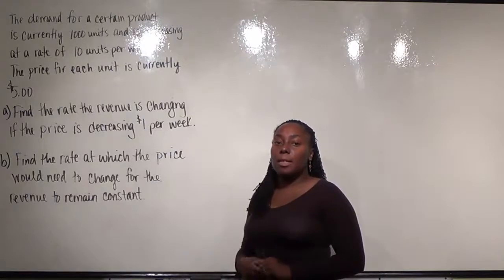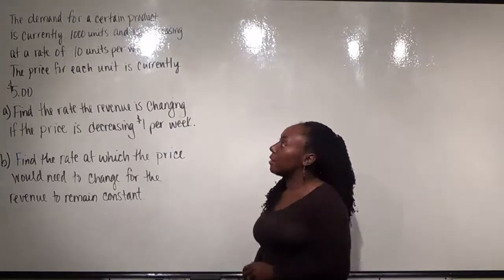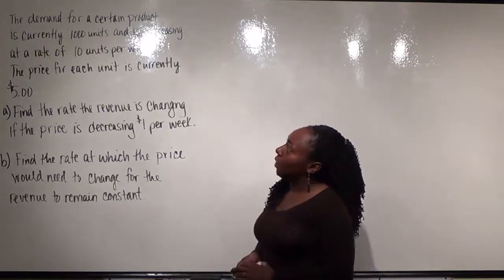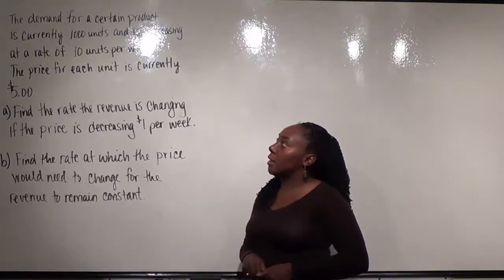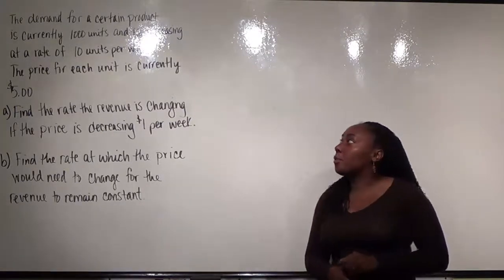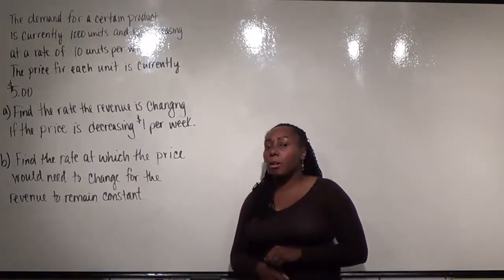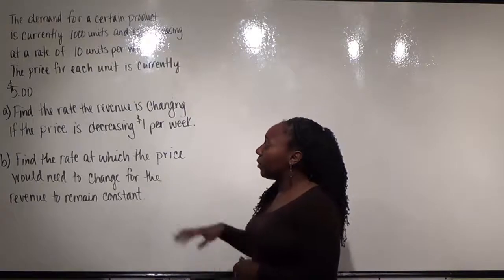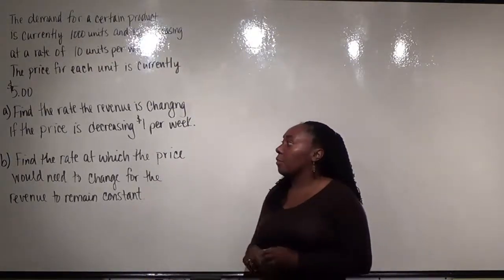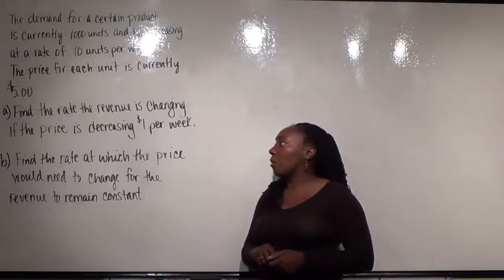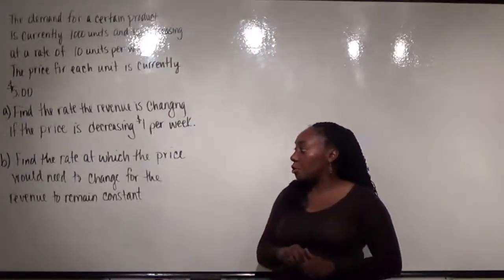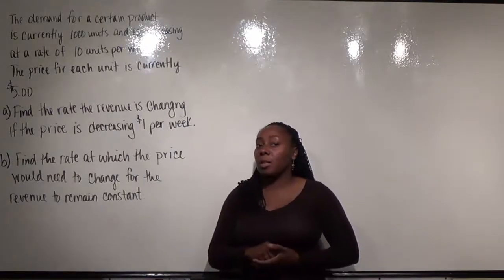So let's look at one last example of related rates. In this example, the demand for a certain product is currently 1,000 units, and it's increasing at a rate of 10 units per week. The price for each unit is currently $5. We want to find two different things. We want to find the rate the revenue is changing if the price is decreasing by $1 per week, and we want to find the rate at which the price would need to change for the revenue to remain constant.